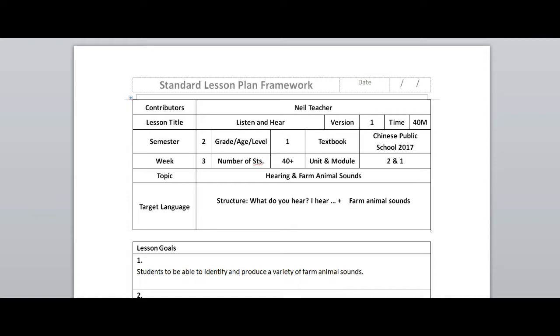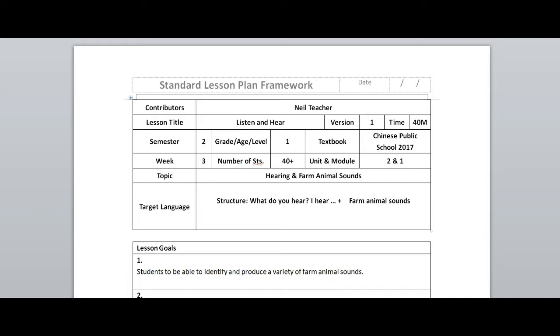So first, let's go over the boxes that I have at the top here. Obviously I've got myself, the person who created this class lesson, and the lesson title is basically a title I've just taken from the book. It's my first version and it's for a 40-minute class.